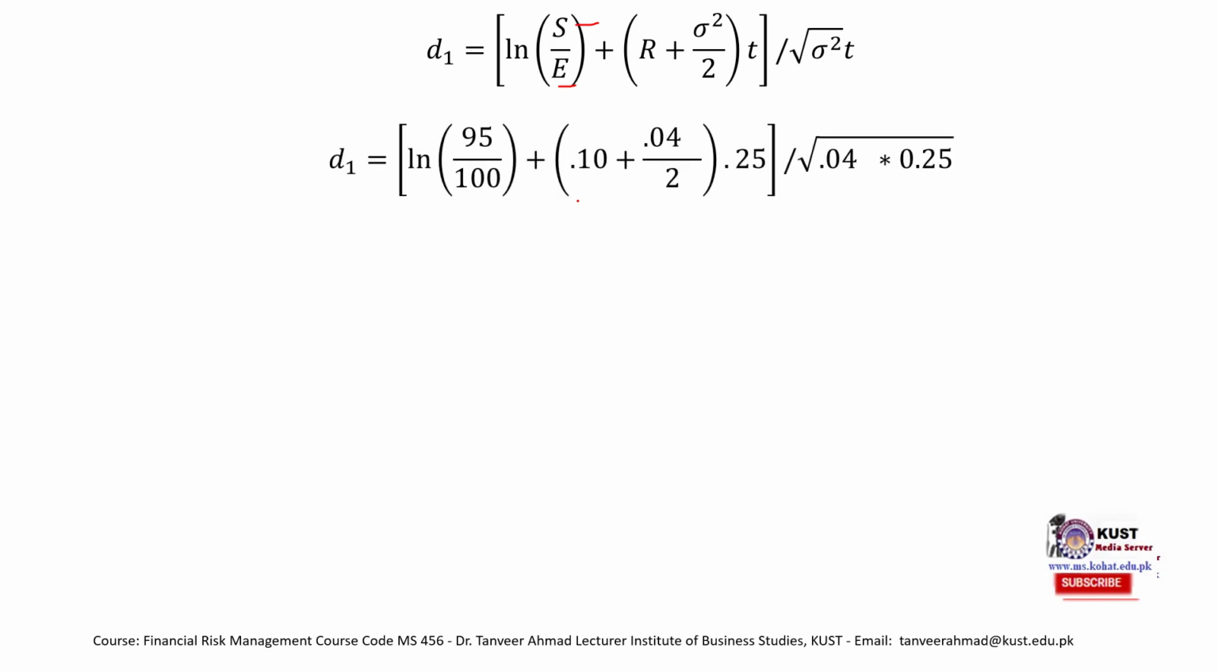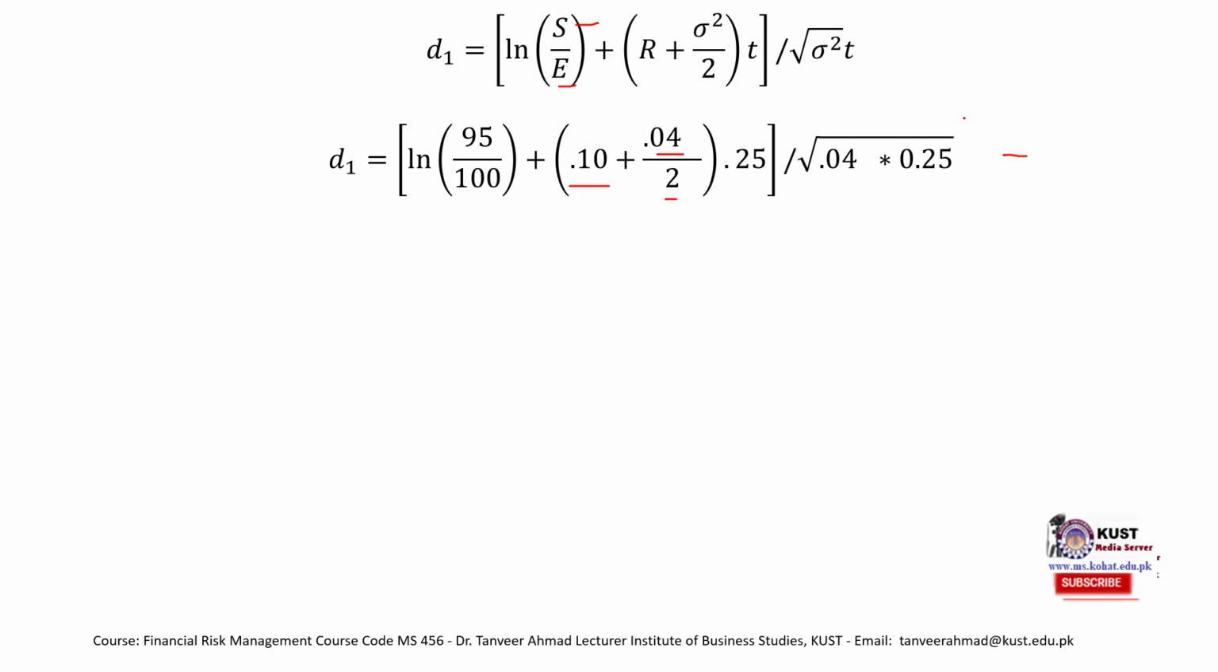If we plug in the values, then our spot price was 95 in the previous example, exercise price was 100, the risk-free rate was 10%, if you remember, that is 0.10. Sigma square was 0.04, this would always be divided by 2. T was 3 months, so 3 by 12 would be 0.25. So whole divided by 0.04 into 0.25.